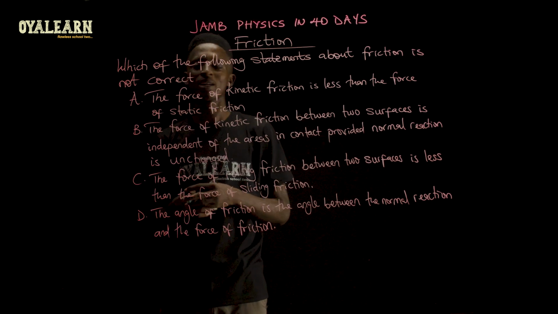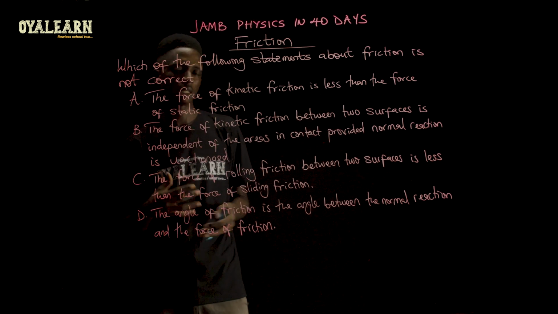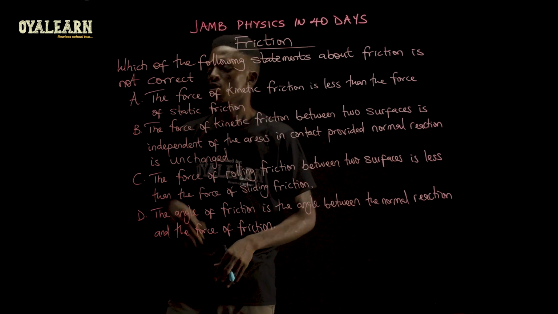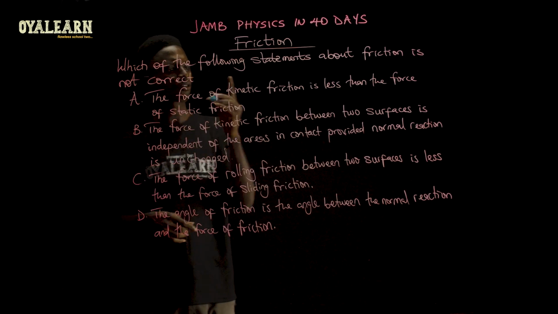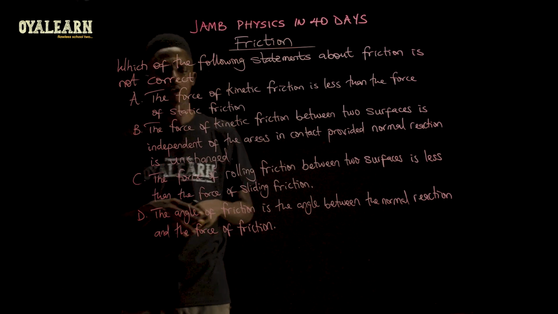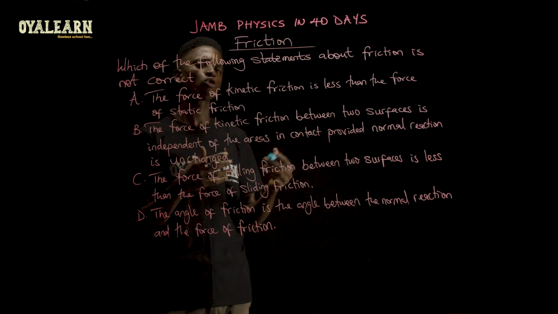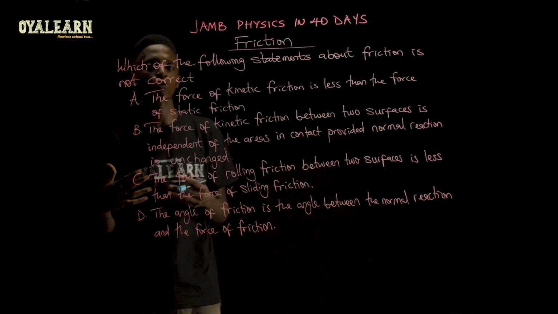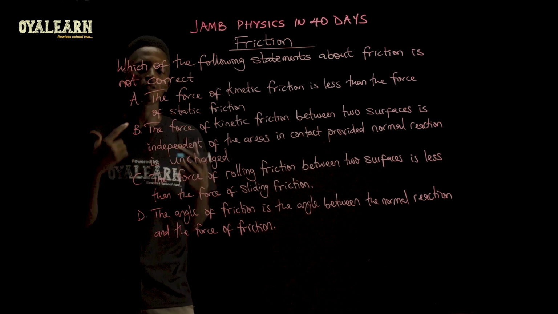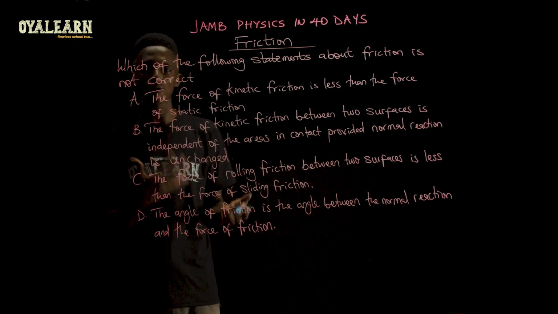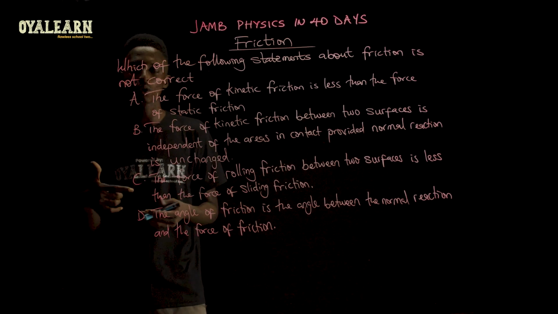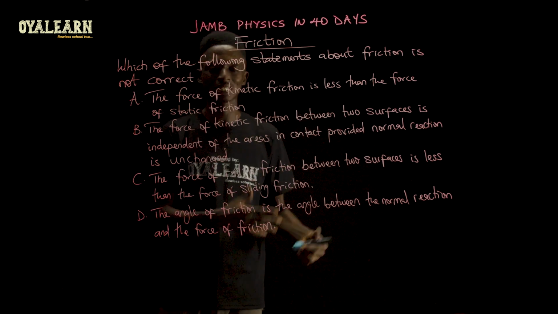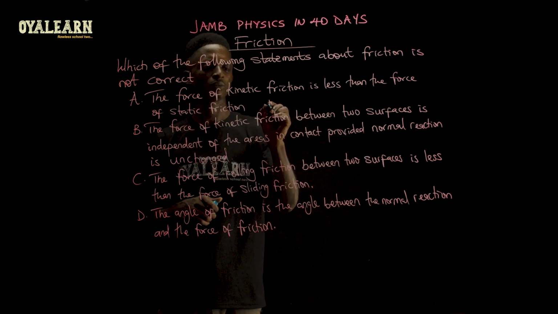Which of the following statements about friction is not correct? So let's read through the statements and pick out which is true and which is false. Statement A, the force of kinetic friction is less than the force of static friction. Yes, this is true because you require a much larger force to set an object to begin to move, because you have to first overcome static friction. Then once you have overcome the static friction, the amount of force required to keep it in motion is definitely less than the amount of force that actually starts the motion. So this is true.